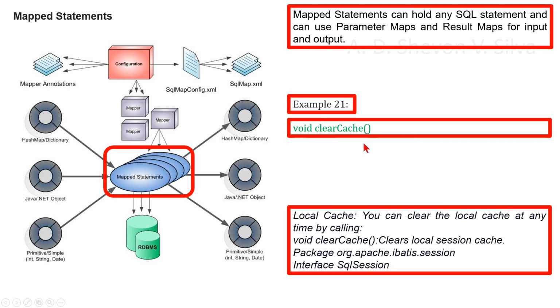Now we are considering local cache. You can clear the local cache at any time by calling the void clearCache method, which clears the local session cache. This is in the interface SqlSession and in the package org.apache.ibatis.session.